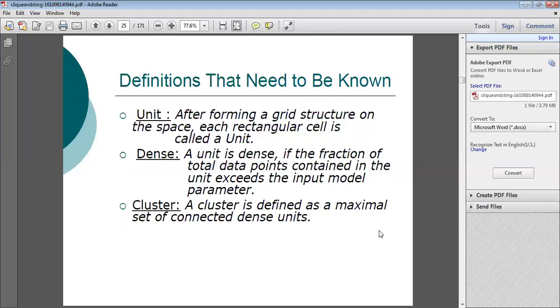And what is a dense unit? All the units which have a fraction of data points that exceeds a certain threshold are called dense units. The grid having more than a certain number of data elements is considered dense, otherwise rare. A cluster is defined as the maximal set of connected dense units. After connecting the dense regions together, we find the cluster in that area.